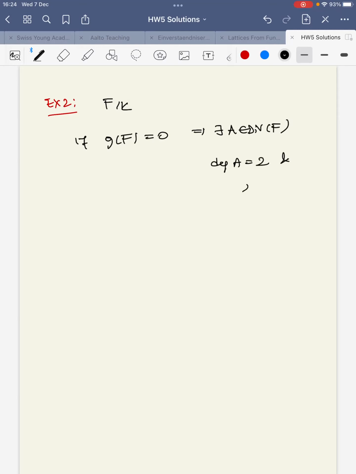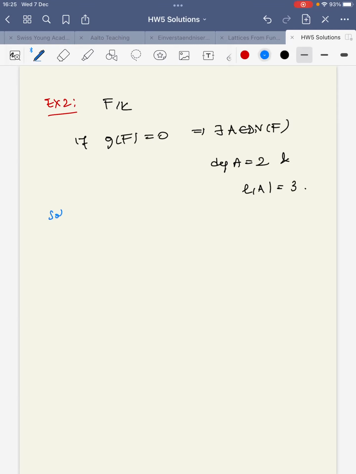In the second exercise, we are given a function field F, and if its genus is 0, then we want to see the existence of a divisor A whose degree is exactly 2 and its dimension is exactly 3.